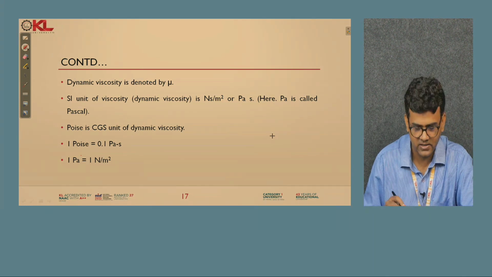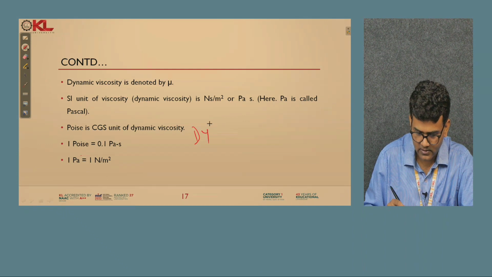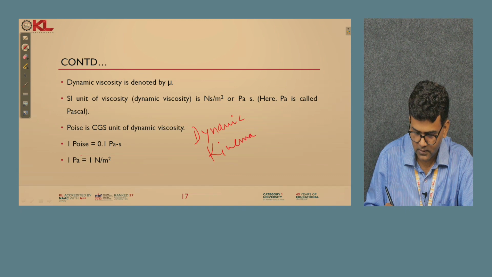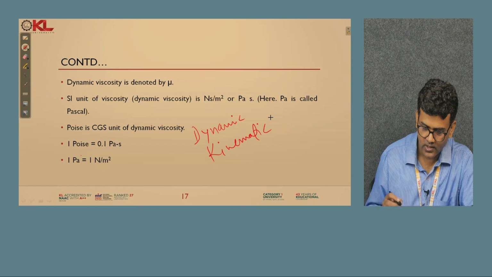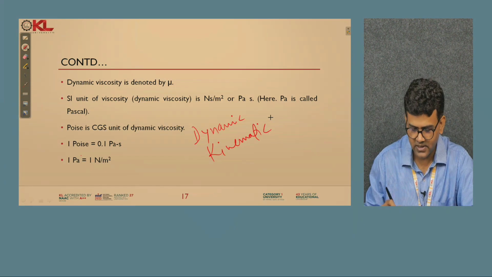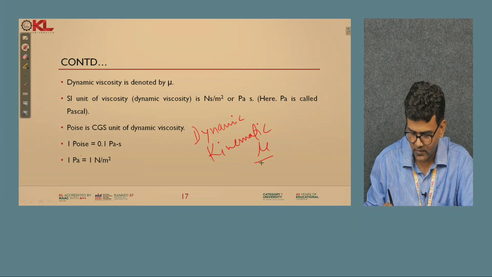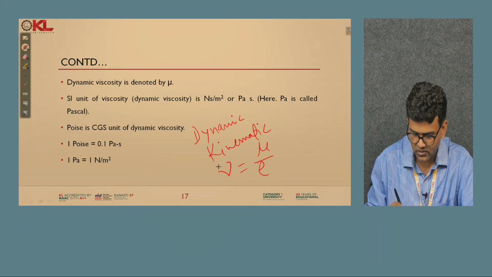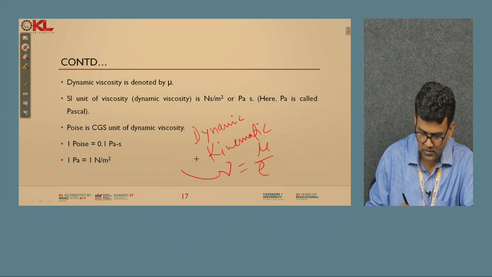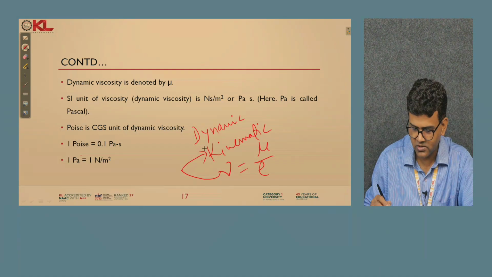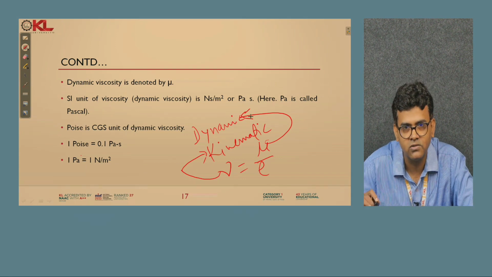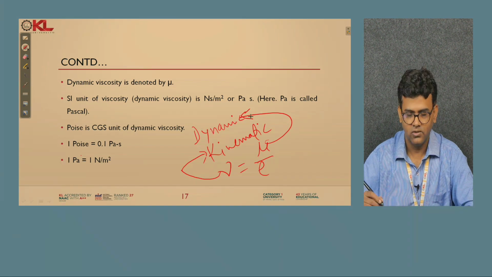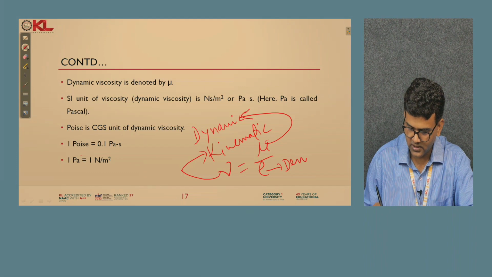So let me define here: one is the dynamic viscosity, the other is kinematic. In dynamic, force comes into the picture. In kinematic, there is no force. So what is the relation between them? Mu upon rho is called nu. Nu is the kinematic viscosity, while mu is the dynamic viscosity. Rho is the density of the fluid.